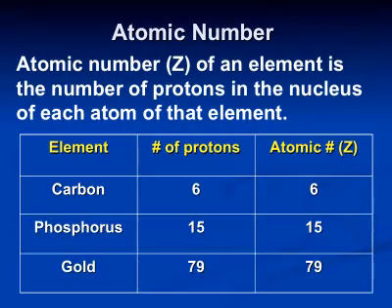Okay, so let's do a little practice. If I tell you the atomic number of carbon is 6, how many protons does it have? 6. If I tell you the atomic number of phosphorus is 15, how many protons does it have? 15. If the atomic number of gold is 79, how many protons does it have? It has 79. So it doesn't really matter what element I give you. Every single atomic number is going to match the number of protons, so we should get into the habit of that.